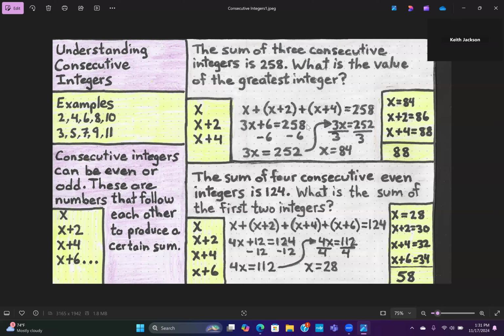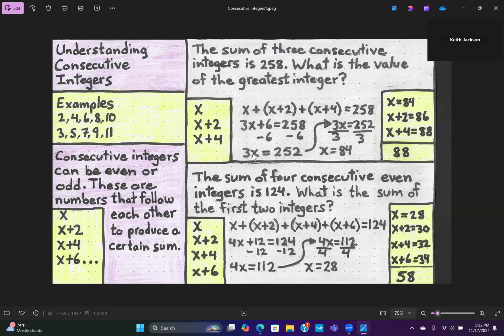With that in mind, what is the value of x? What is the value of this number right here? How we're going to do that, we're just going to apply some basic algebra by subtracting 6 from both sides. When we do that, we will discover that 3x is equal to 252.